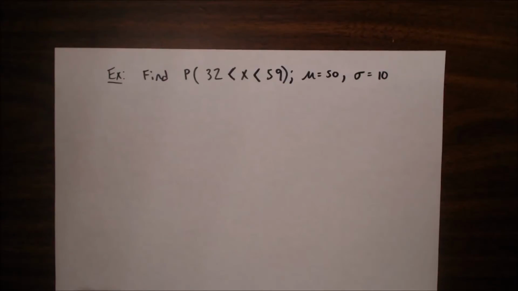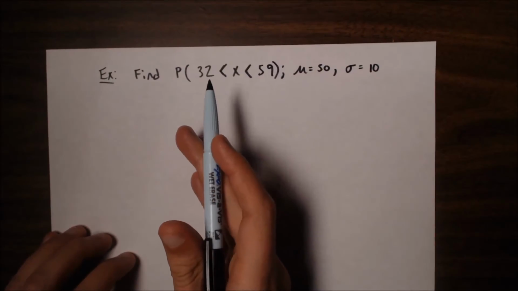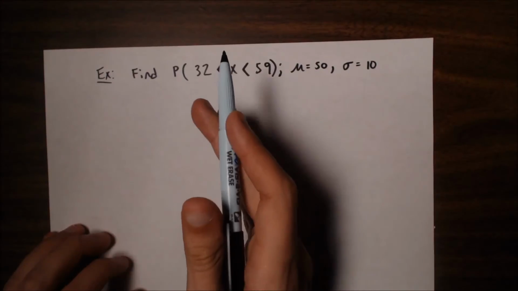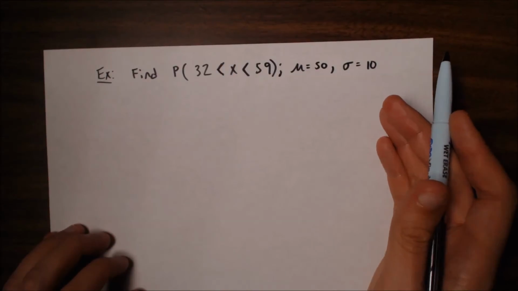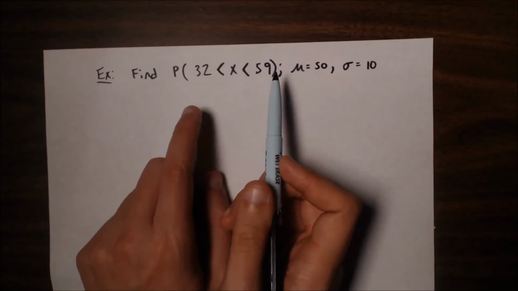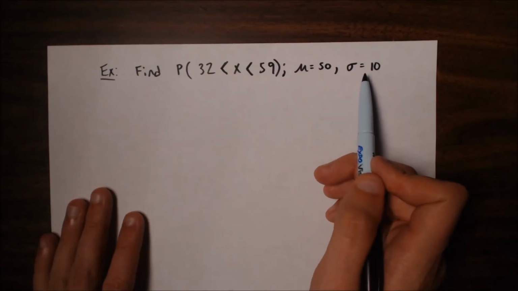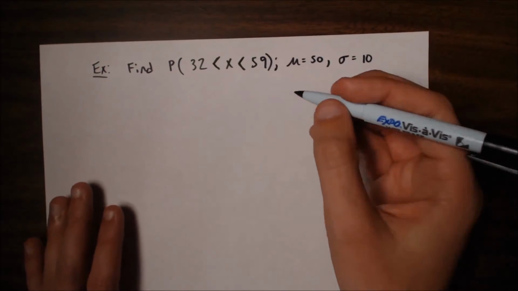One last example. The probability is a little more complicated here. Instead of saying everything to the left of a point or everything to the right of a point, I'm saying I want everything in between 2 points. What's the probability that something in this distribution would be between 32 and 59? Again, I kept the mean the same and the standard deviation the same just to keep it simple.